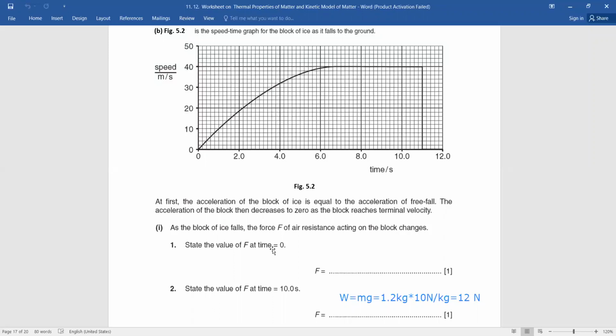Sir, what is it actually? It is because the environment is air free. There is no air resistance working. That's why we are getting acceleration of free fall. It will be always 10 meter per second square, right, sir? Yes, it will be always 10 meter per second square.